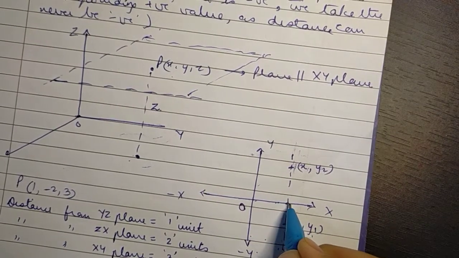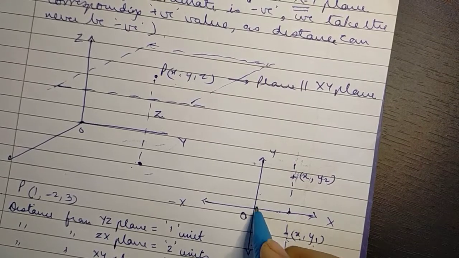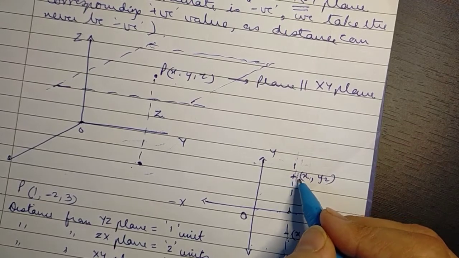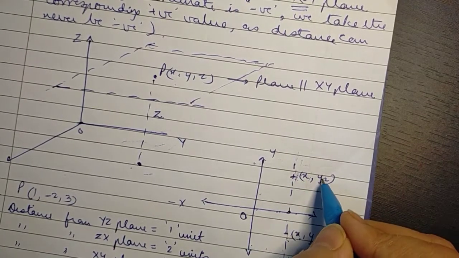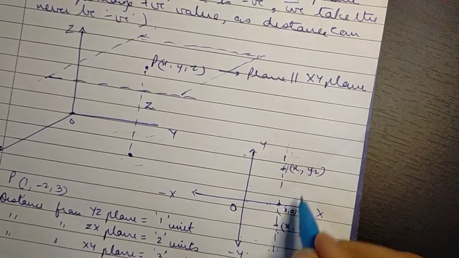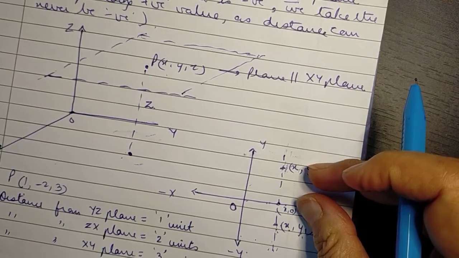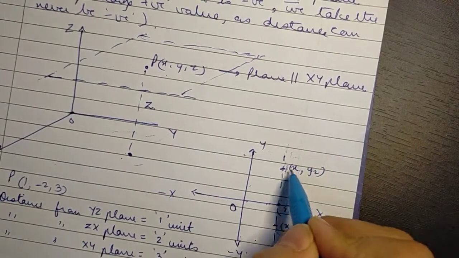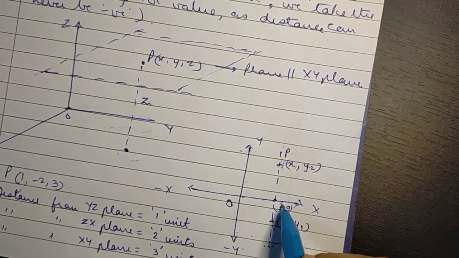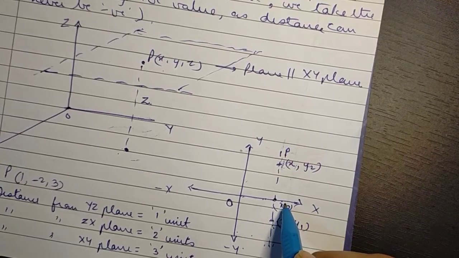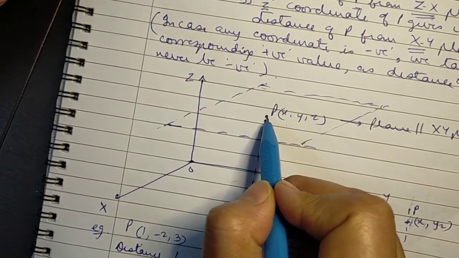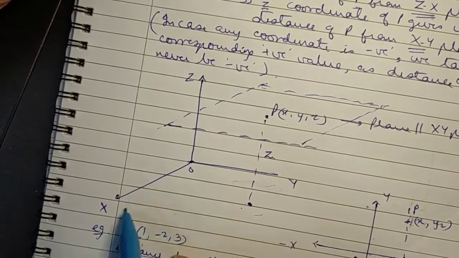In case the second point lies on the x-axis, the y-coordinate is 0. So the distance of this point from the x-axis would be y2 minus the y-coordinate here. This is (x, 0). So y2 minus 0, which is only y2. So the y-coordinate of this point P gives us the distance of this point from the x-axis.